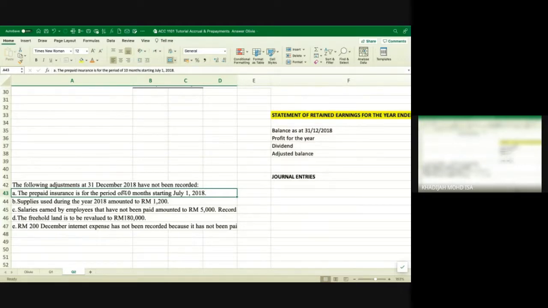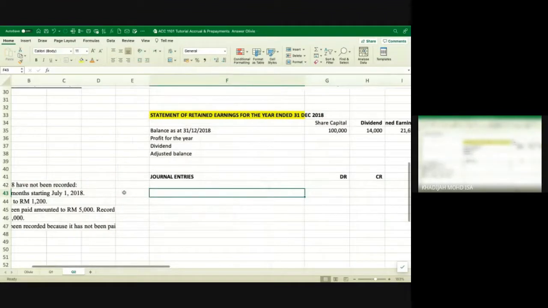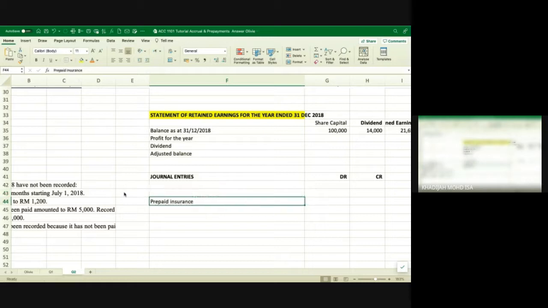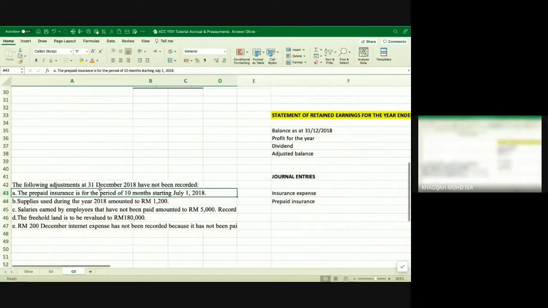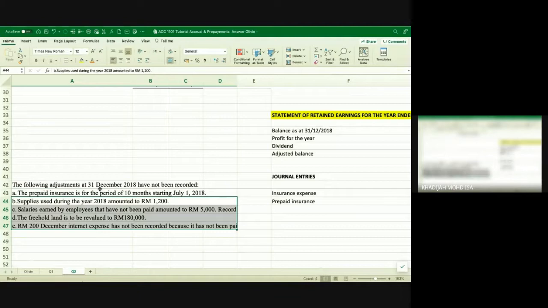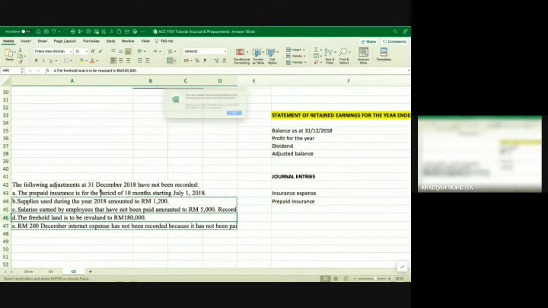All right, so what is involved is that you have your prepaid insurance, and then you are also going to have insurance expense. Remember that you have to identify what is the account that is involved.